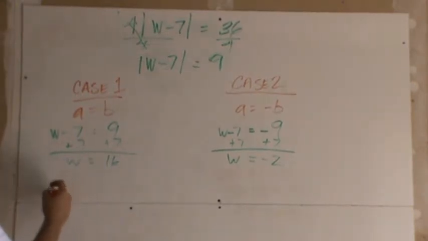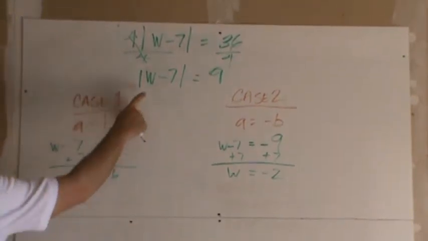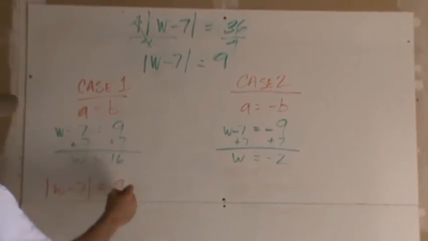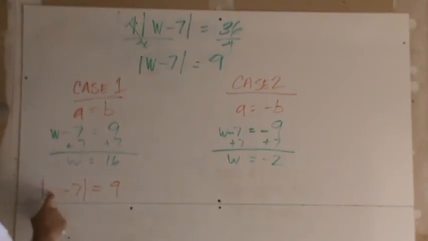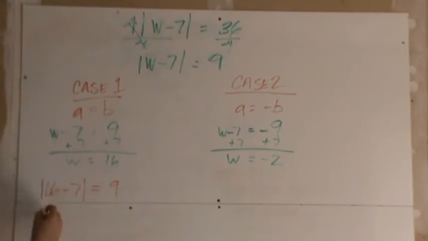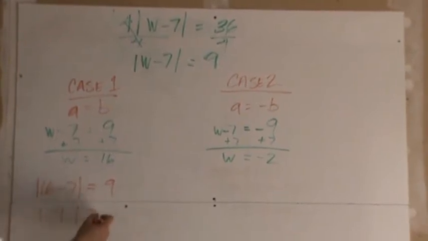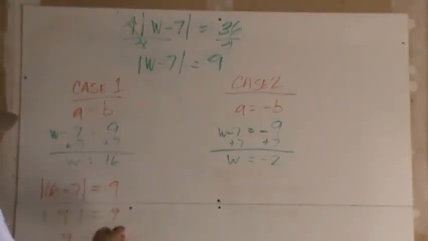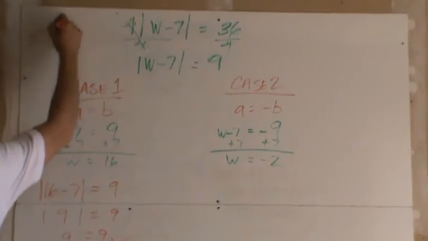So let's say back at our original problem we had the absolute value of w minus 7 equals 9. Instead of this w, we're going to go ahead and put a 16. If we solve this out, that'll give us the absolute value. 16 minus 7 should be 9. The absolute value of 9 is 9. Turns out there's one of our solutions.